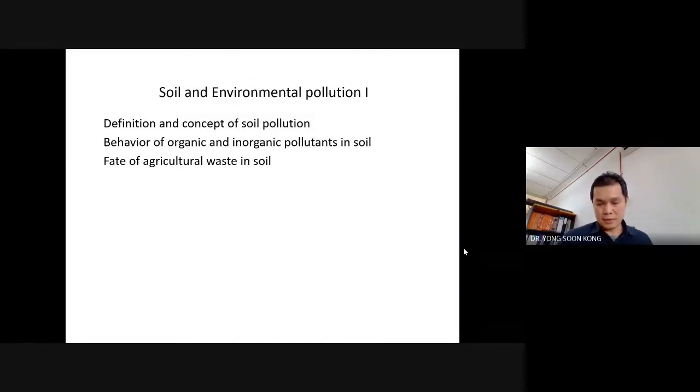So you can say that these are the major components that we're going to cover today. First of all, the definition and concept of soil pollution. What is the behavior of organic and inorganic pollutants in soil? In the second part is where we're going to cover a lot of chemistry, beginning with organic chemistry and followed by inorganic chemistry. So bear with me, yeah?